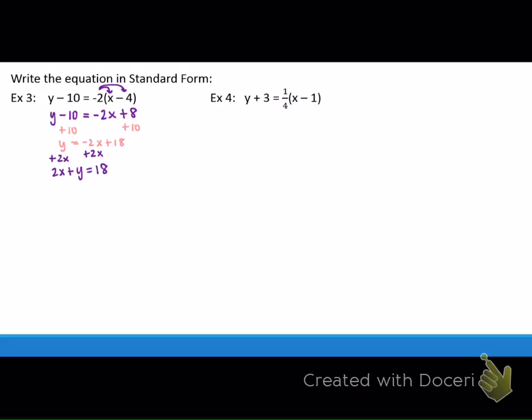Okay, Vivian, let's go through our checklist. Number 1, are there any fractions or decimals? Okay, is our a value negative, Vivian? No, it's a +2. Are there any common factors that go into 2, 1, and 18? No. So we are done.